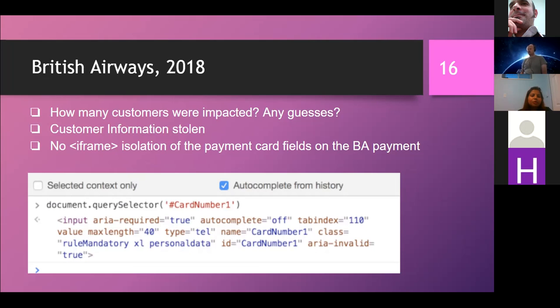The attack only happened from 21 August 2018 to September 5, 2018. They further found that the attack took place as there was no iframe isolation of the BA payment page. The card number field resides on the top of the frame, as you can see on the screen.